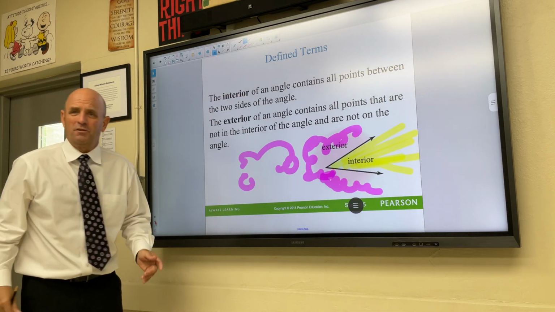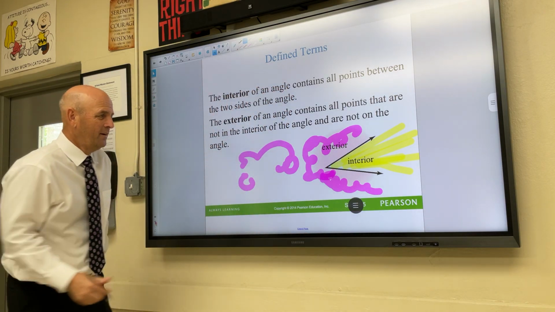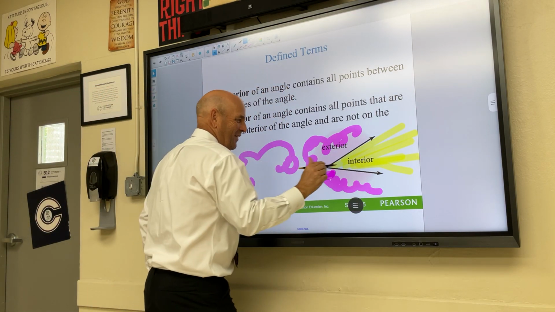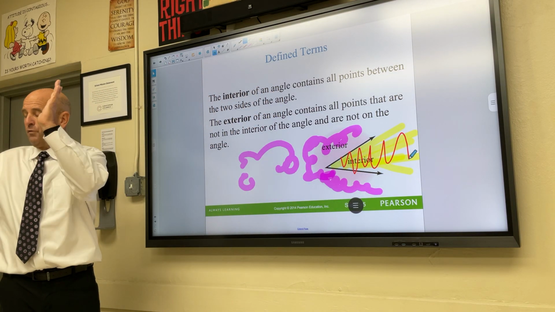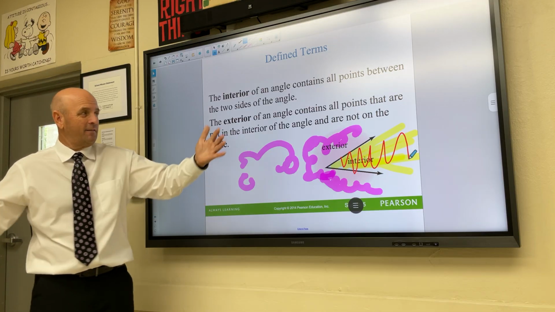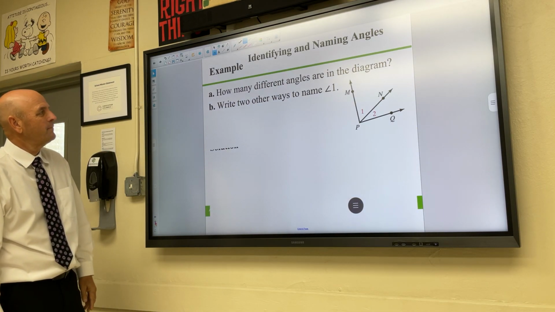All right, here we go. Interior is like Sesame Street: near, far, interior, exterior. So this is an angle. All these points are on the interior. It's for a theorem later on. Common sense. Quick slide. Inside, outside.